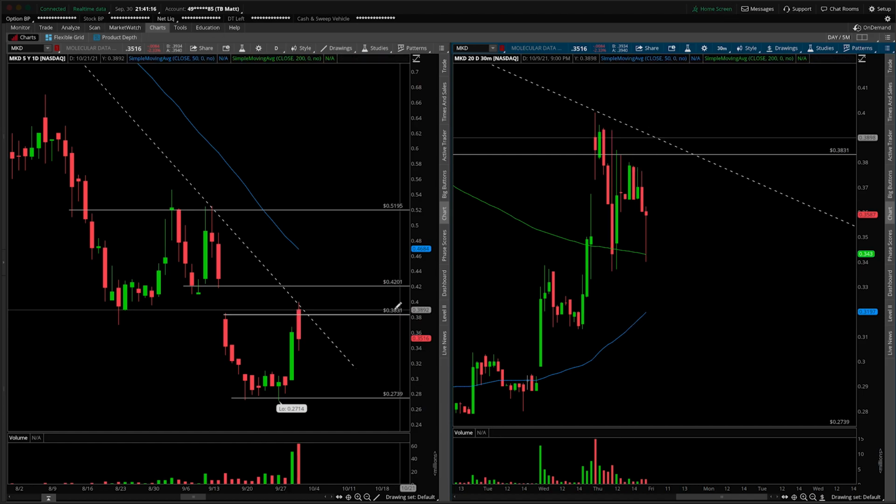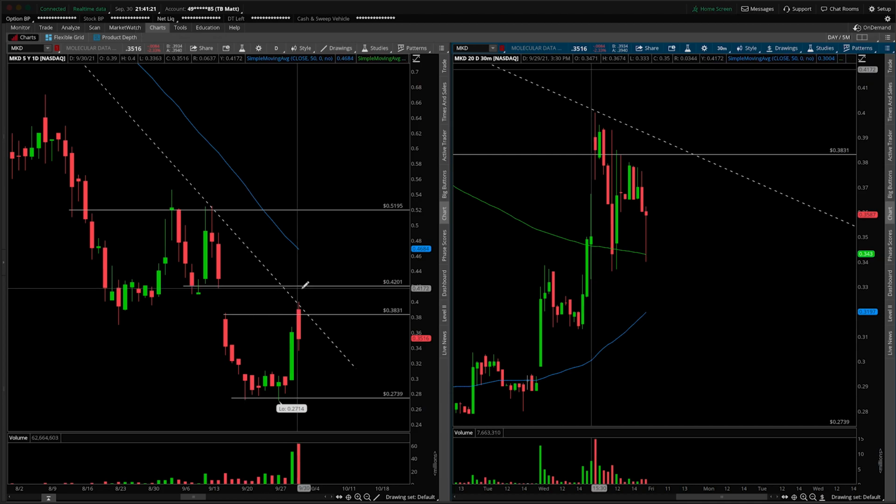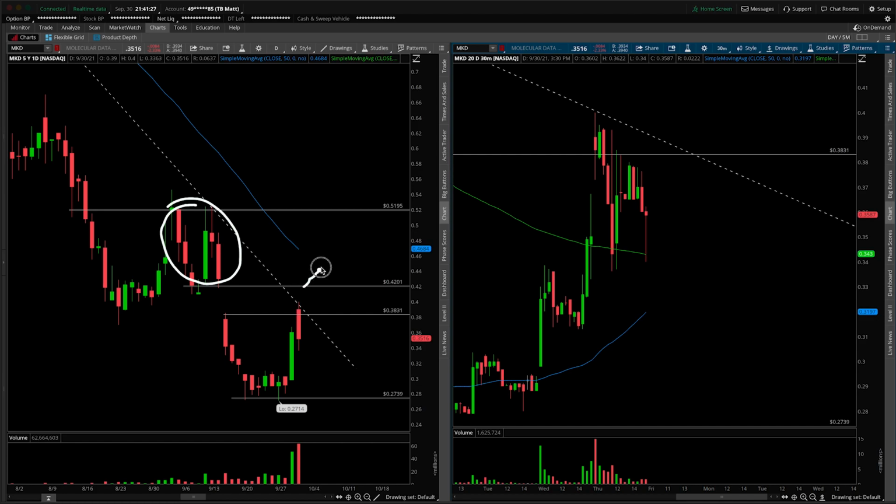The first overhead target, as we know, is coming from the daily gap. That's going to be at 0.4201. And then after that, you can see there's quite a ways to run. I would argue and treat this as an overall range in that if we accept back inside of it, the target should be the top end at 0.5195. Keep in mind, 50 cents may act as a psychological resistance on something that is trading sub 1.